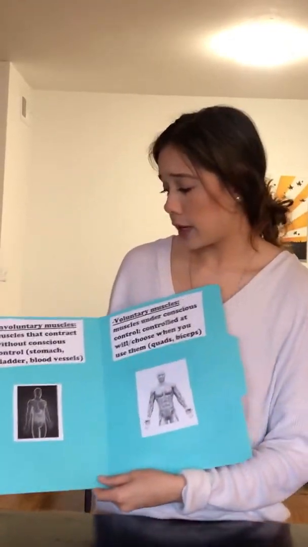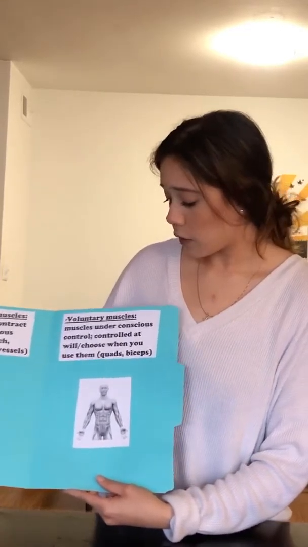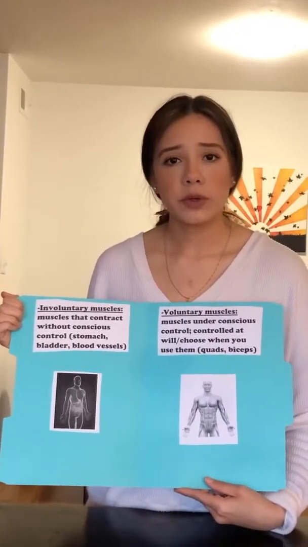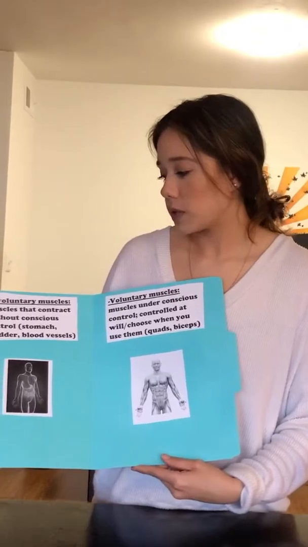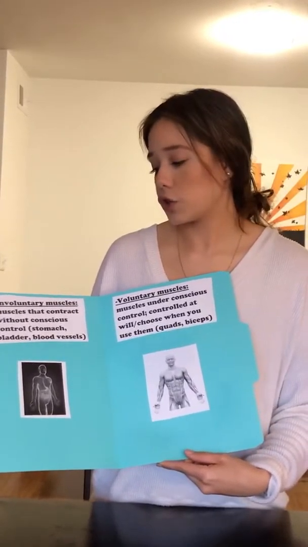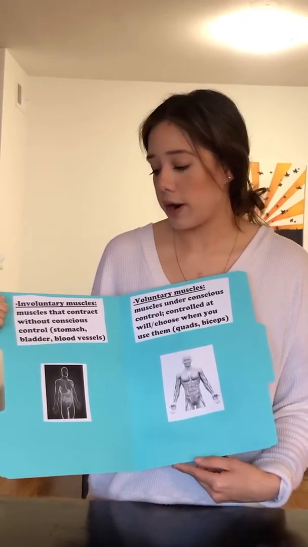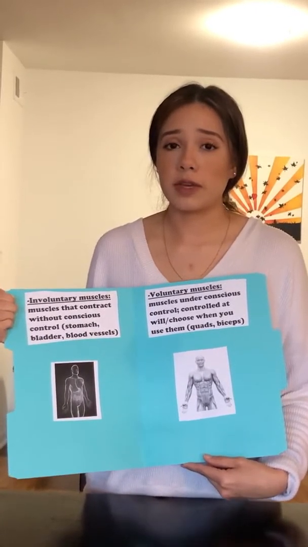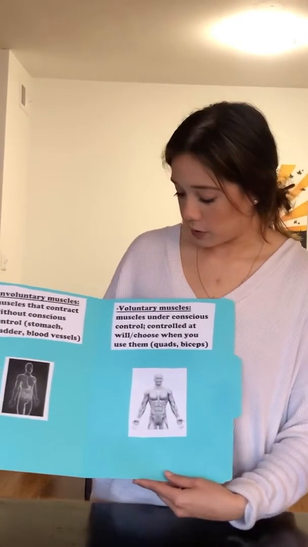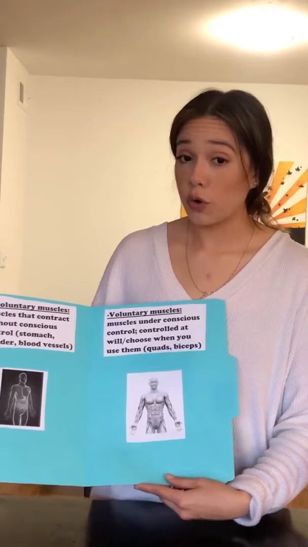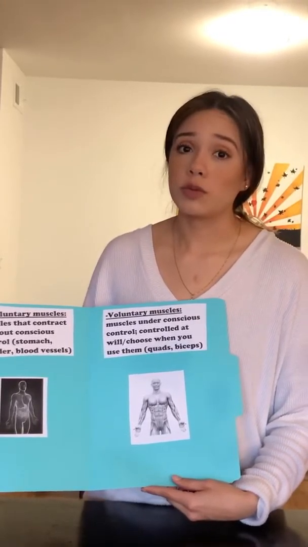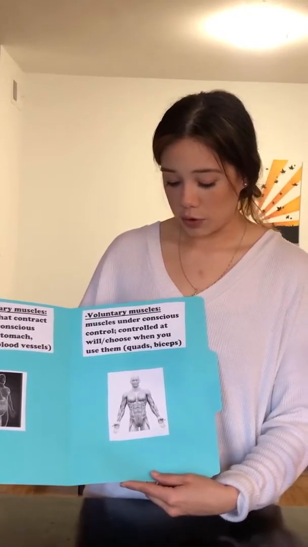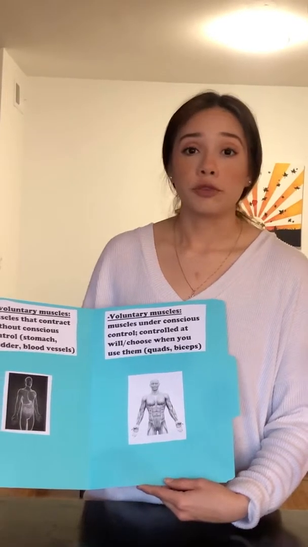So what kind of movement can we do? Well, there's involuntary muscles, and then there's voluntary muscles. And it's exactly what you think. Involuntary are muscles that act without conscious control, such as your stomach, your bladder, and your blood vessels. You don't think about that. You can't control your stomach, and you can't control your bladder. And then you have your voluntary muscles, which are your muscles that are under your own control, that you know when you want to move them. So for example, those would be your quads and your biceps and your calf muscles.